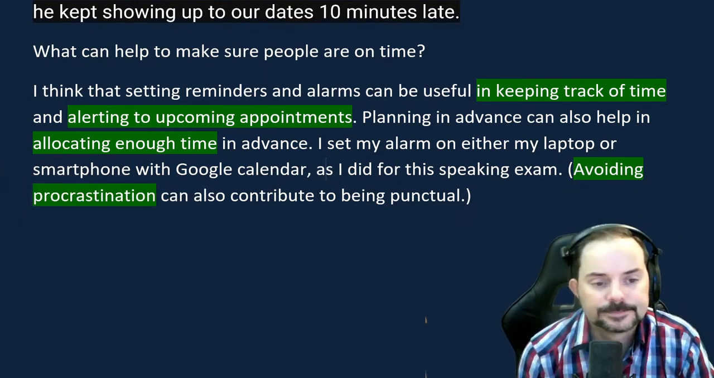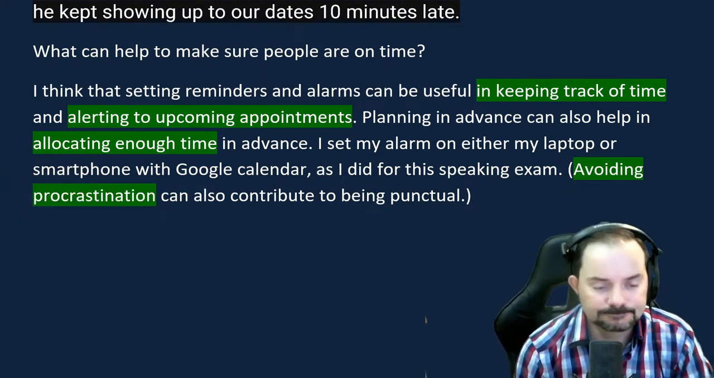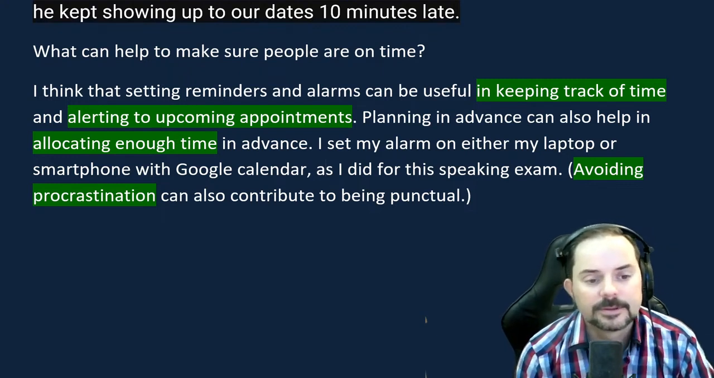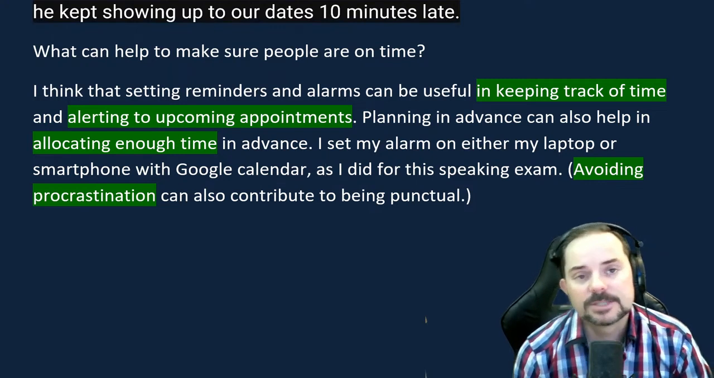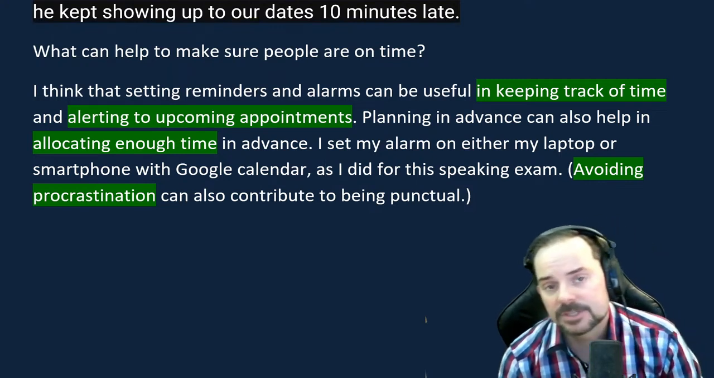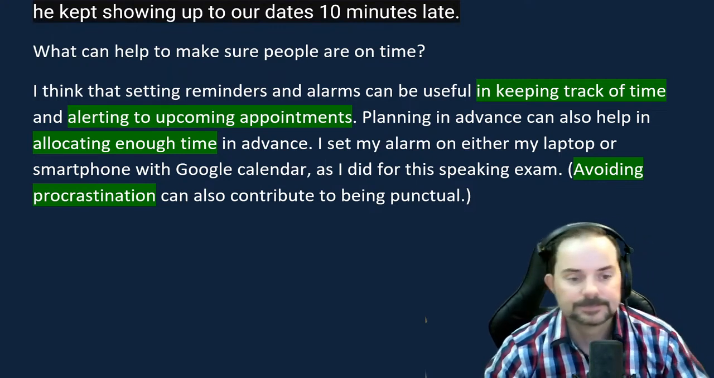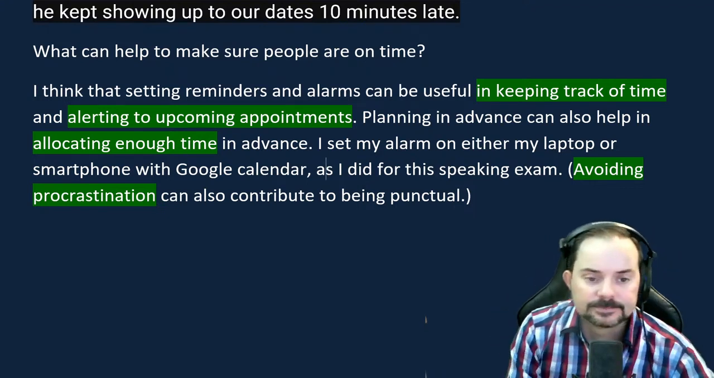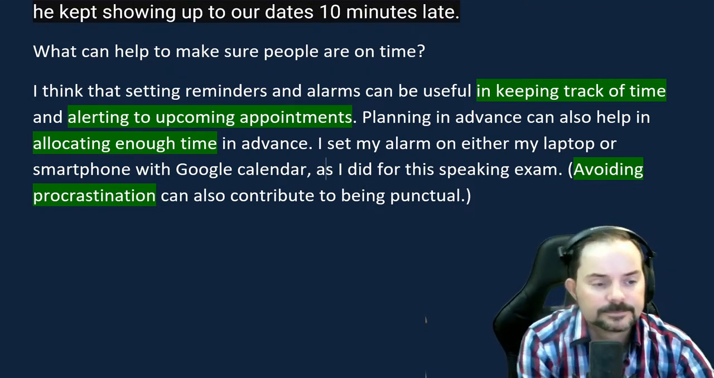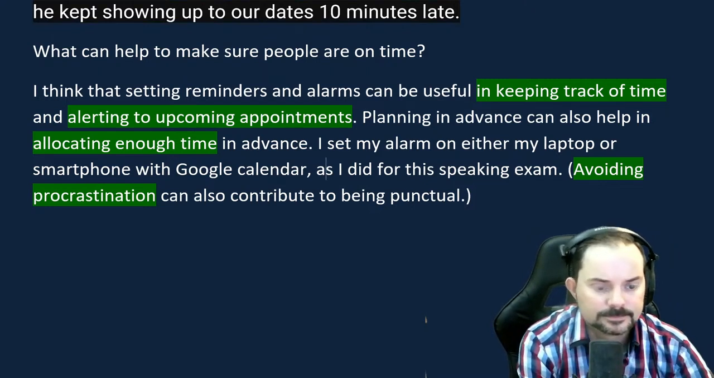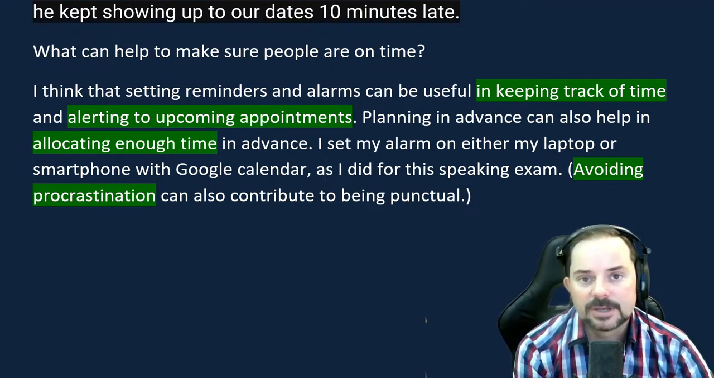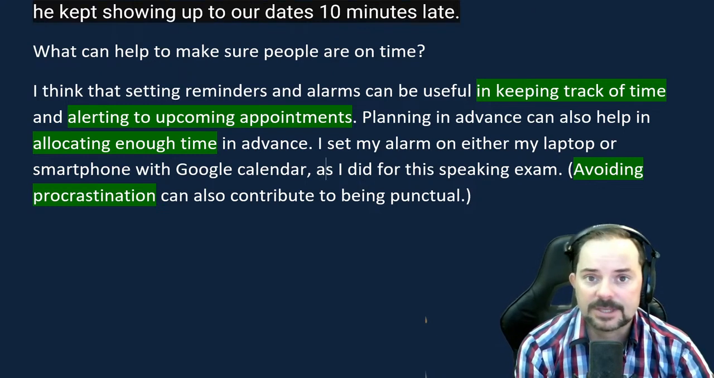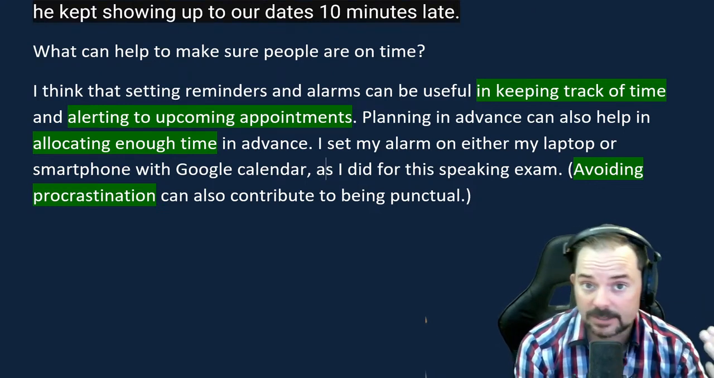Can you repeat please again? I was in, there's an issue with internet connection. Yep, absolutely. I set my alarm on either my laptop or my smartphone using Google Calendar, as I did for this speaking exam. I set my alarm either on a laptop or my smartphone using Google Calendar, as I did for this IELTS speaking exam. Okay, good.